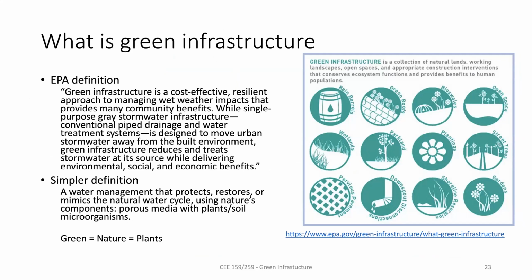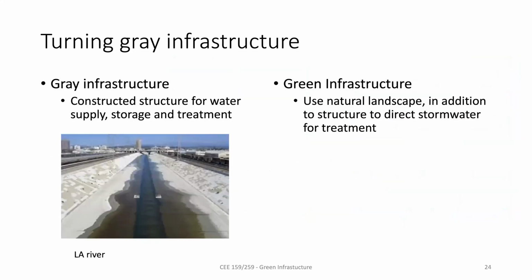Again, this is just a primer definition. You should go to this link, what is green infrastructure, so that you get an idea of the different types of green infrastructure you can use for your project. Again, just as an example, gray infrastructure is anything made of concrete or materials which allow water to move from A to B as quickly as possible, but it doesn't provide any infrastructure to actually treat pollution.